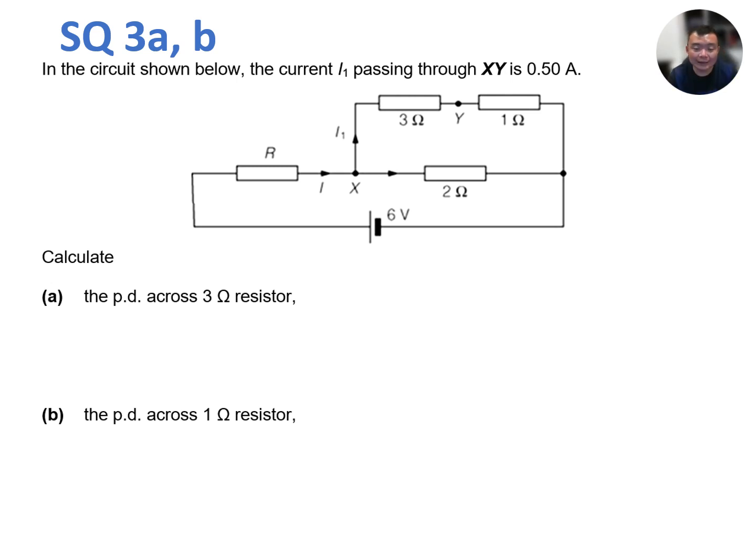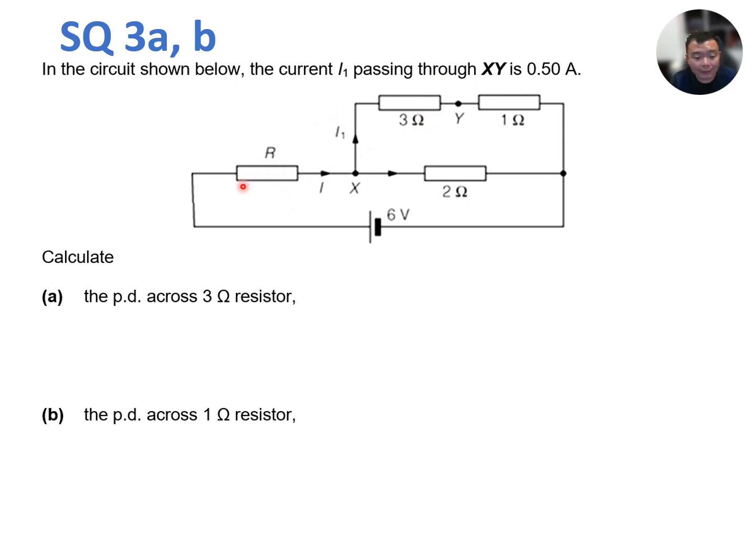Alright, this circuit is drawn in a very obvious way, and we can see how the resistors are connected. Resistors 3 ohm and 1 ohm are connected in series with each other, and together these 3 ohm and 1 ohm are connected in parallel with a 2 ohm, and this whole big parallel branch is connected in series with a resistor R.